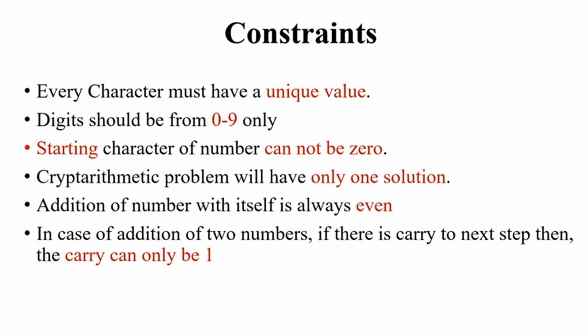Because we have numbers from 0 to 9, we are assigning these variables to those values. The maximum values are 8 and 9. So if we add 8 plus 9, that results in a maximum of 17. So here the carry will be 1. So if there is a carry, it should be 1. These are all the various constraints we have to consider for solving the problem.